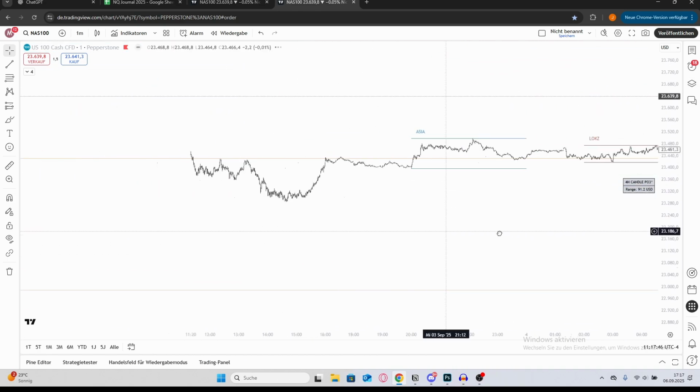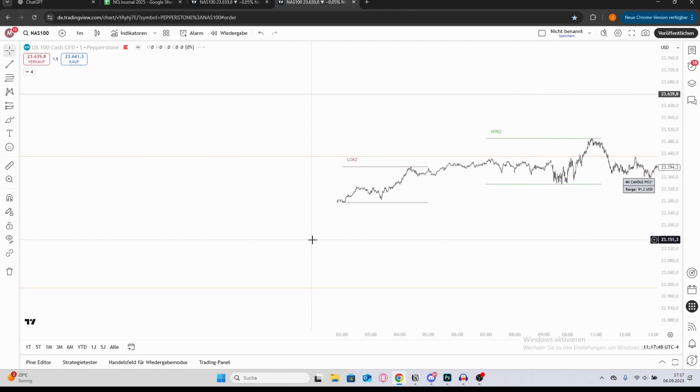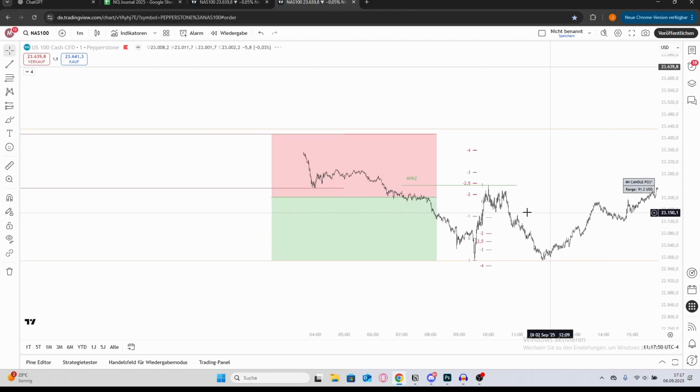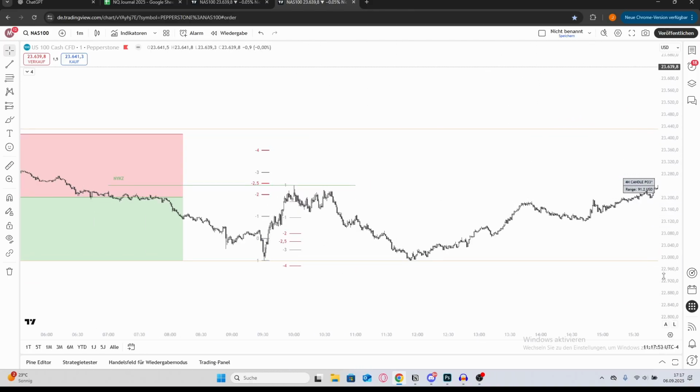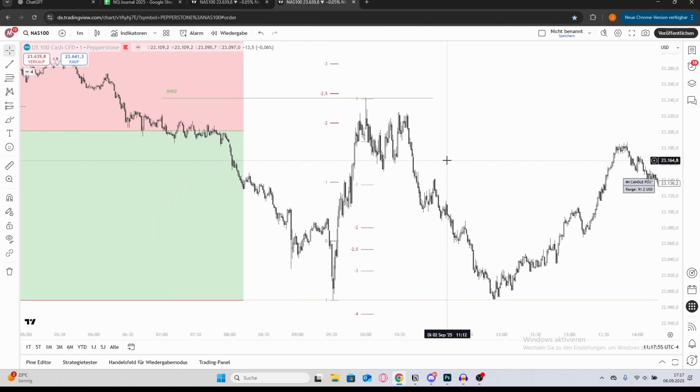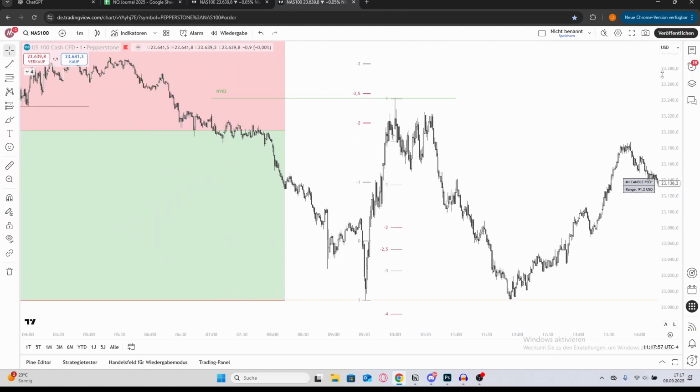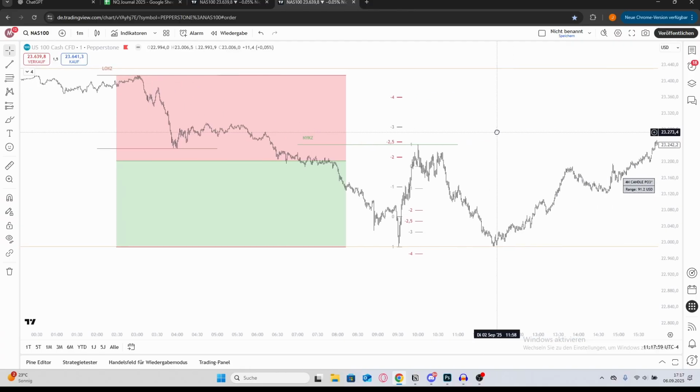I was actually placed in a long, but I decided to close my long position really early because there are two different reasons. At first, we hit the premium zone here. You can see it in red. This is the premium zone. You want to look for shorts here. And also because we had a really strong sell-off the whole day. So I was like, okay, maybe this will sell down later again.